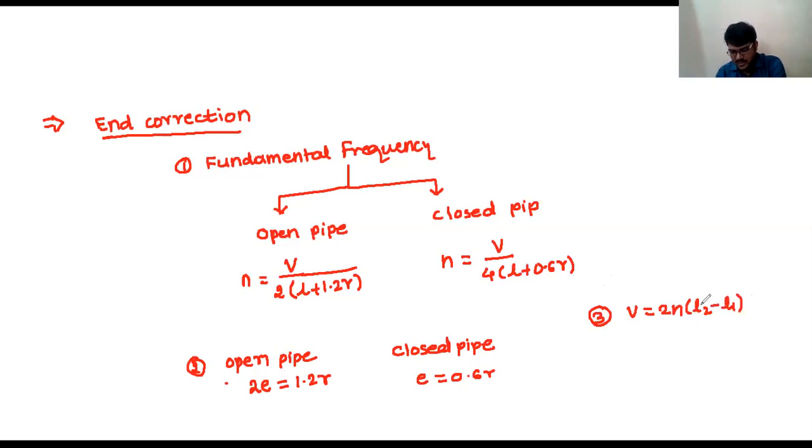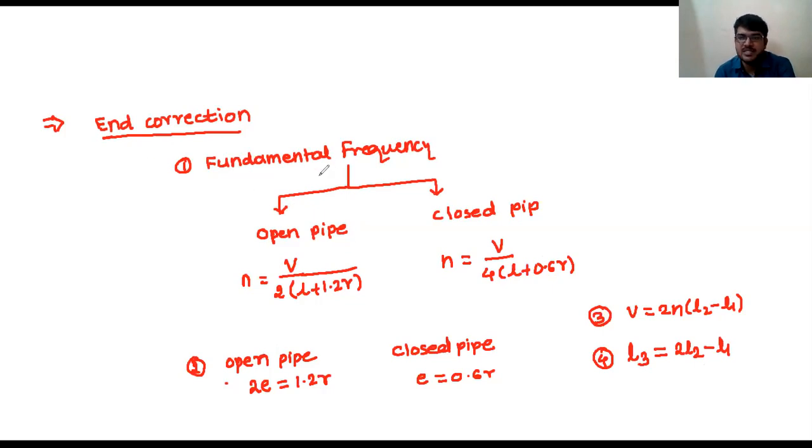Also in yesterday's class I told you one more formula, that is how the third resonating length is related with the first and second resonating length. So this is what the formula is: L3 = 3L2 minus 2L1. Yes, so this is what yesterday we have learned about.